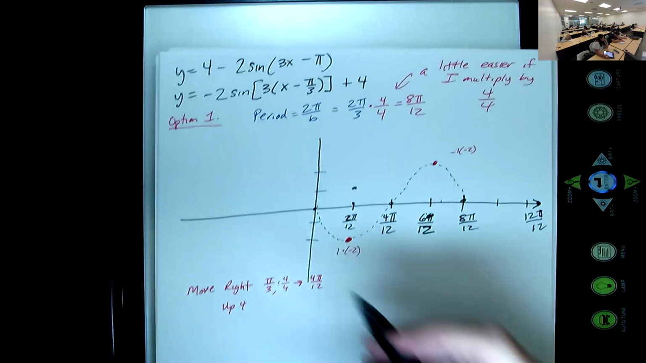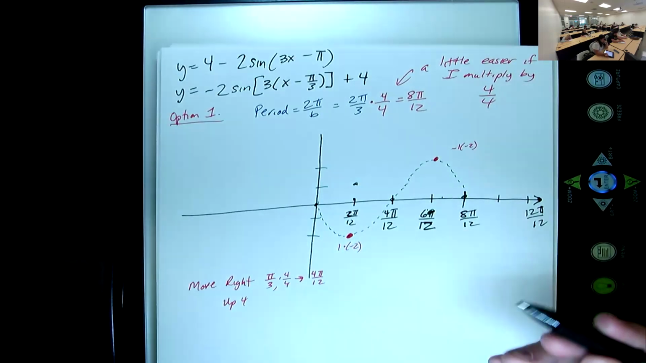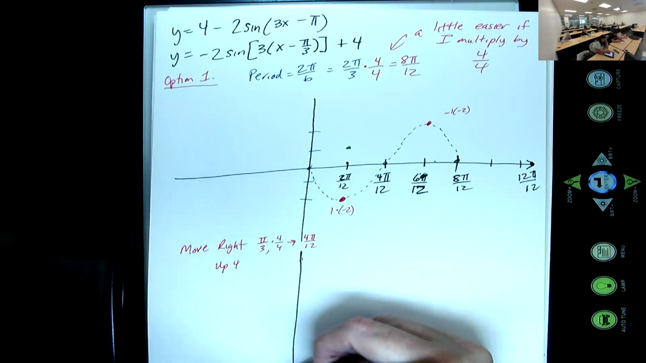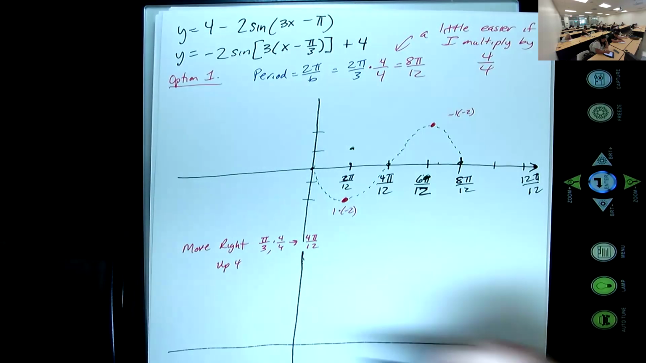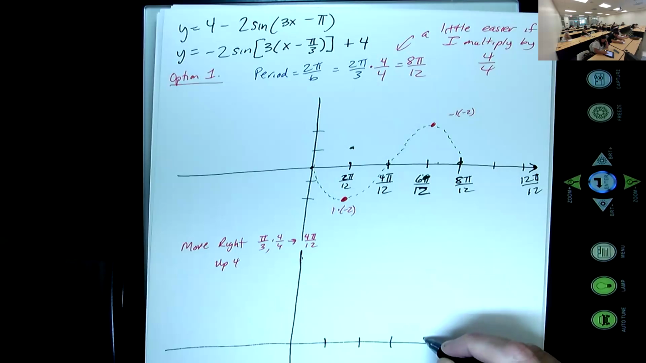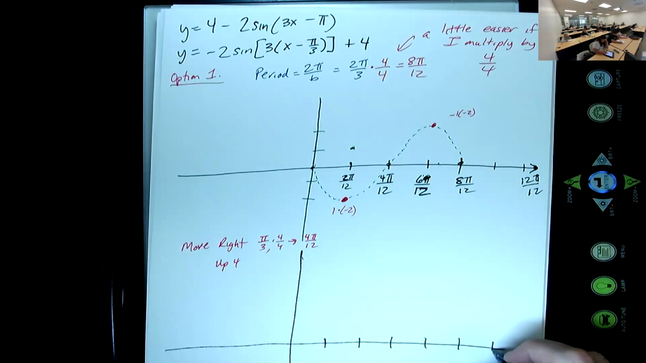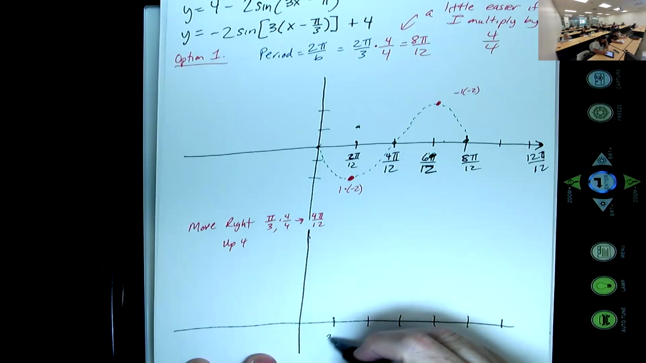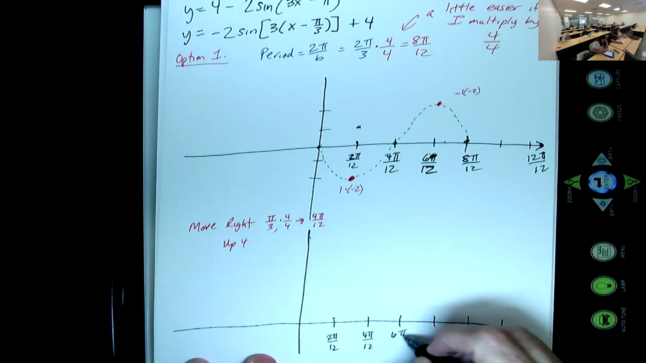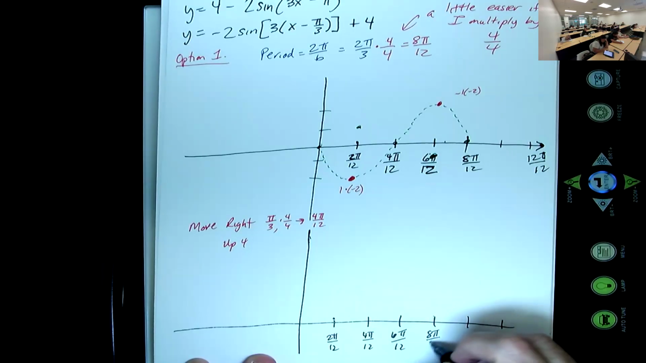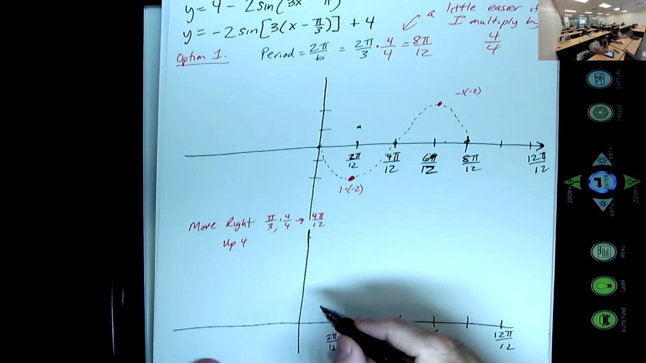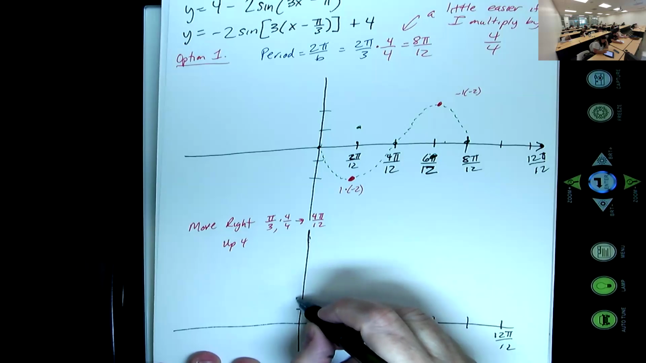And I didn't give myself room to go up 4, did I? So I'm gonna redraw this right down here. Same values. So 2 pi over 12, 4 pi over 12, 6 pi over 12, 8 pi over 12, and that went over to 12 pi over 12. And it looks like I need to be able to go up to 6 now.